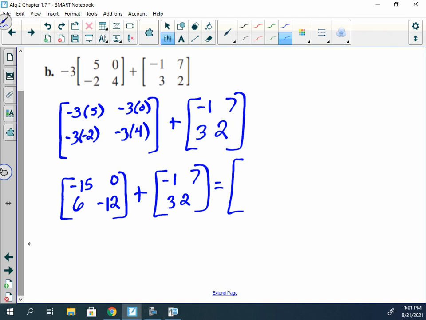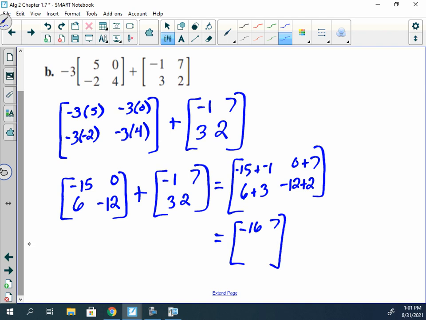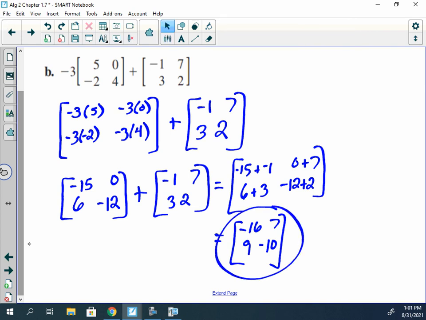Well, we could rewrite it back out and say negative 15 plus negative 1, 0 plus 7, 6 plus 3, and negative 12 plus 2. Or really, negative 15 plus negative 1 is negative, 0 plus 7 is, 3 plus 6 is, and negative 12 plus 2 is negative. And that's it. That's all I have to do for this one here.